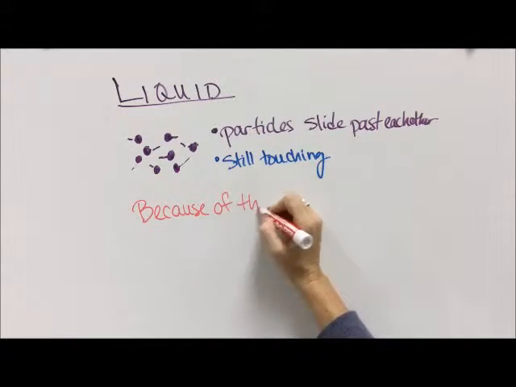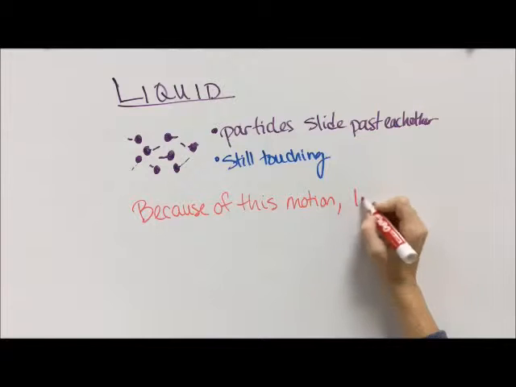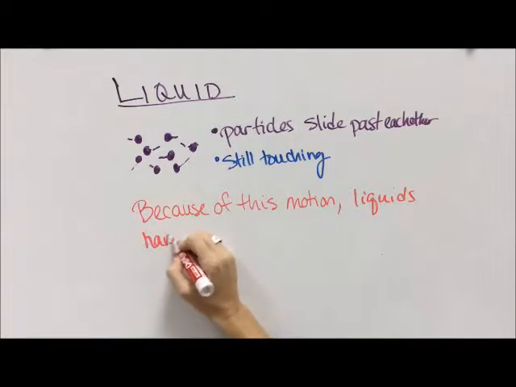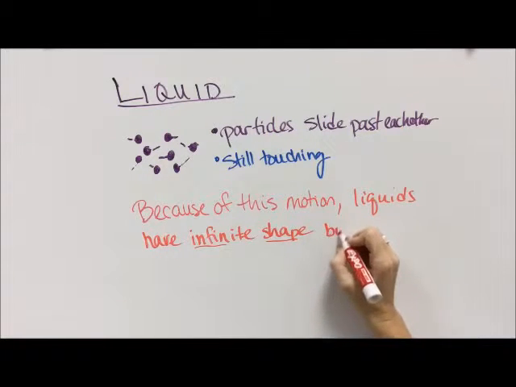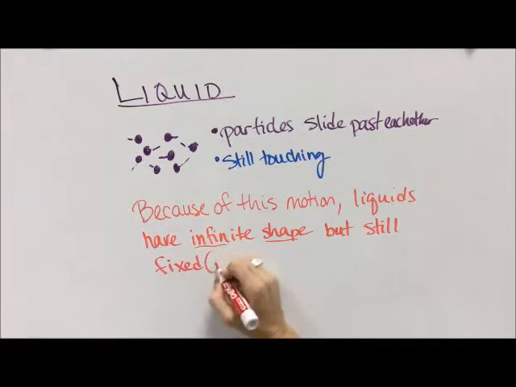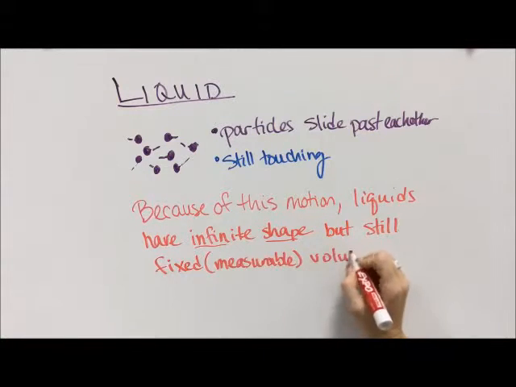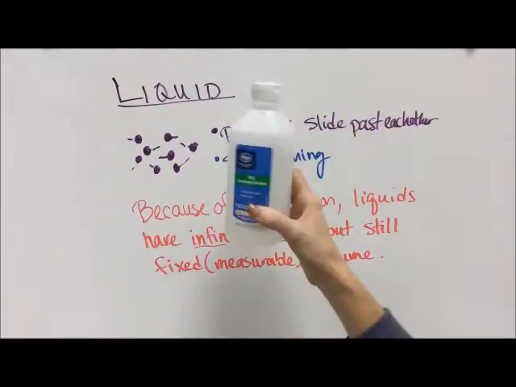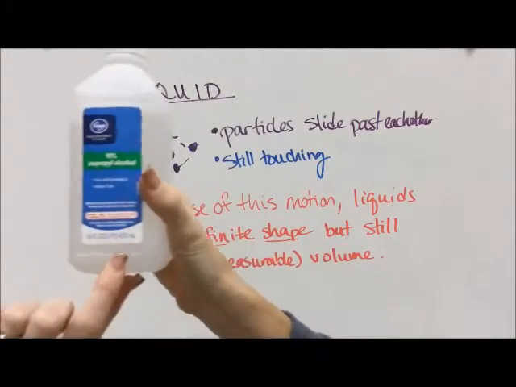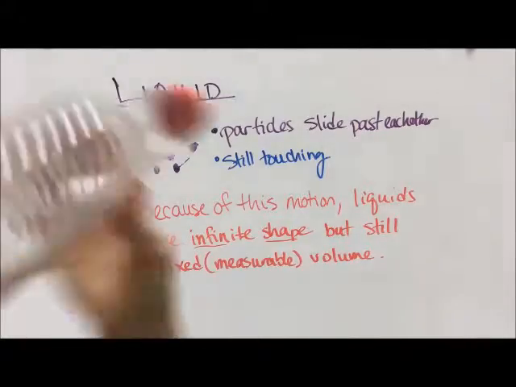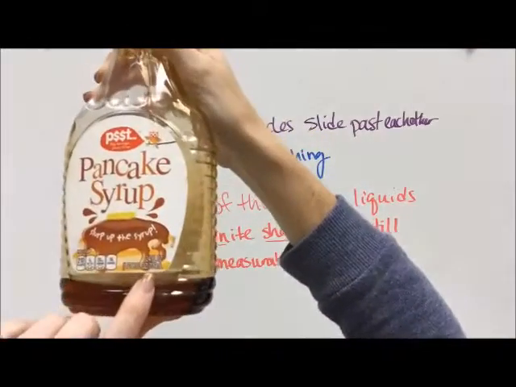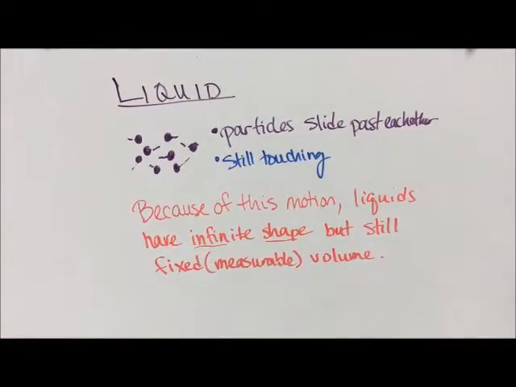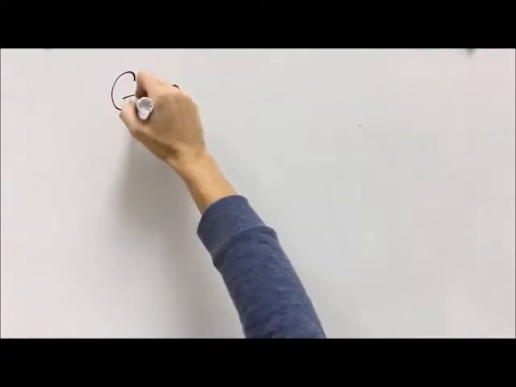So because of this motion, liquids can change their shape. They have an indefinite shape. They'll take the shape of whatever container they are in. But they have a fixed volume, or measurement of the amount of space that they take, because they're still touching. We can't push them closer together. They're just able to slide past each other. So we can measure their volume. They take up a specific amount of space. They just slosh around, like up here, we can see 702 milliliters. We can measure their volume. They're still touching, but they move.